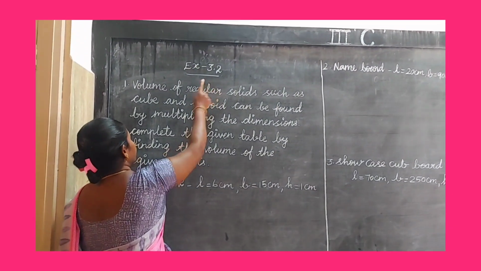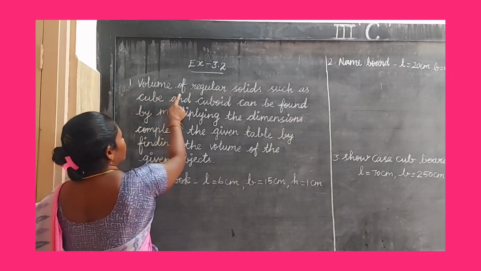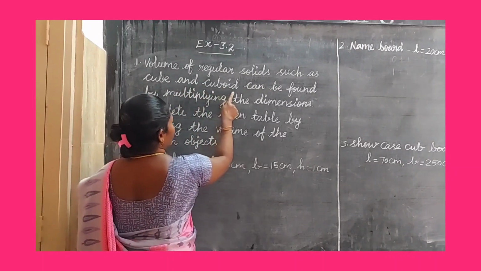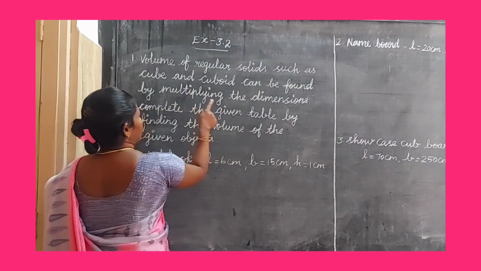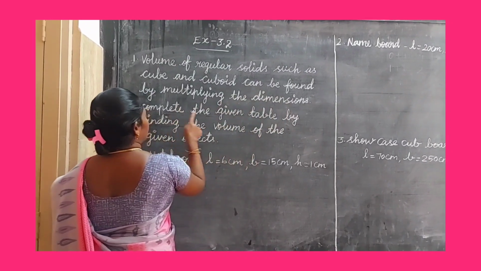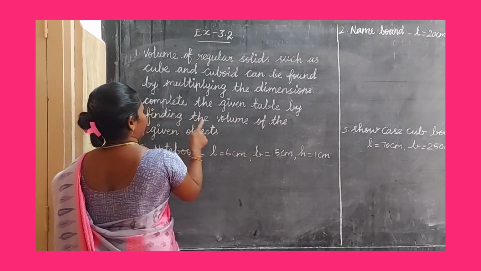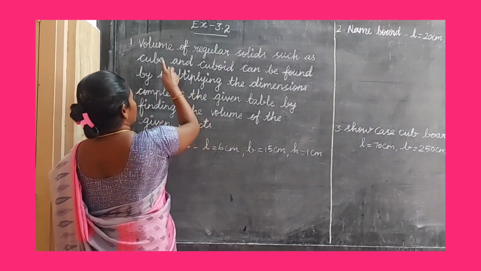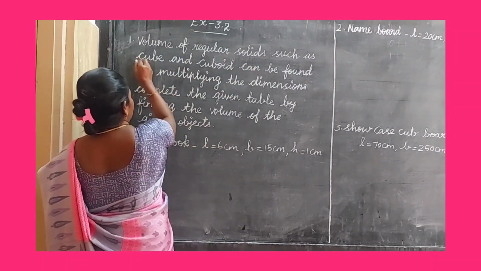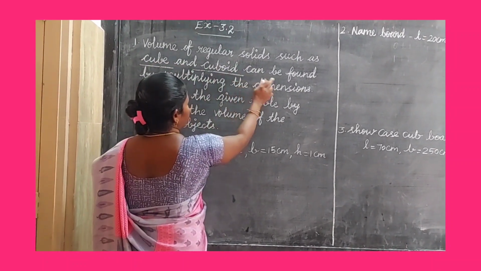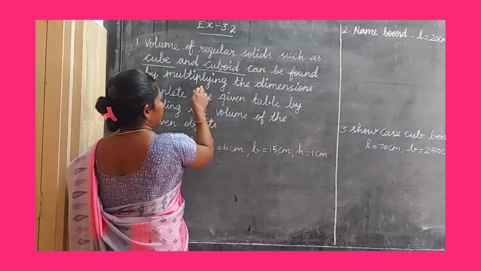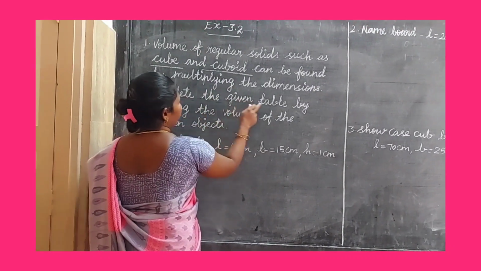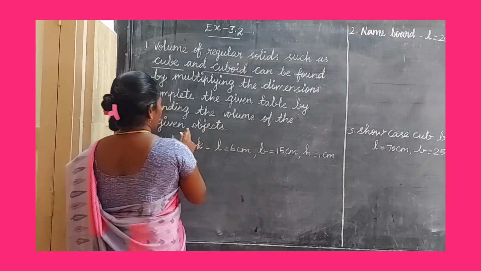Exercise 3.2. First sum, volume of regular solids such as cube and cuboid can be found by multiplying the dimensions. Complete the given table by finding the volume of the given object. Children, in this question, some regular solid shapes are given. The shapes are cube and cuboid. We have to multiply the given values, find the answers and complete the given table by finding the volume of the given object.